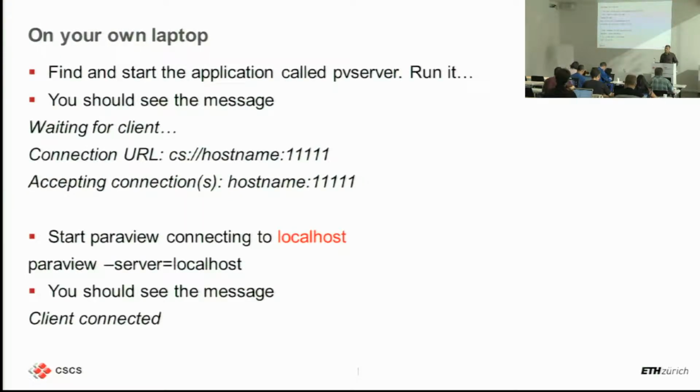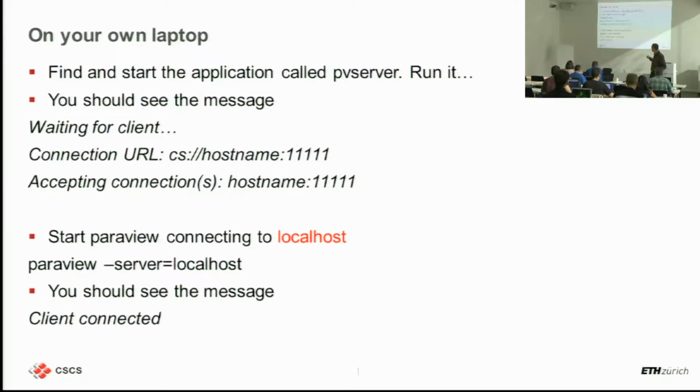The very first thing we're going to do is do it on your laptop, just so that you understand things. So this is what we'll do. On your laptop, you should have an executable called pvserver. Find where it is and run it. Launch it. And it should print out the message waiting for client connection with the name of your laptop and a default port, which is 11111.